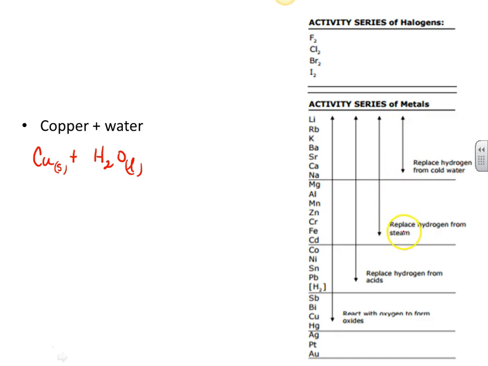React with steam to replace hydrogen would be the first 2 groups, but copper's way down here. Copper cannot replace hydrogen from water. If you think about it, if that was the case, there would be a lot of fountains with a lot of hydrogen gas being produced as people throw pennies in fountains, and that doesn't happen. So we would have no reaction in this case.